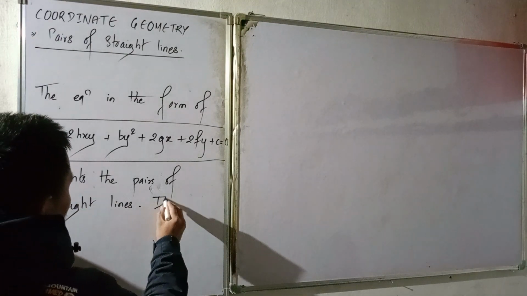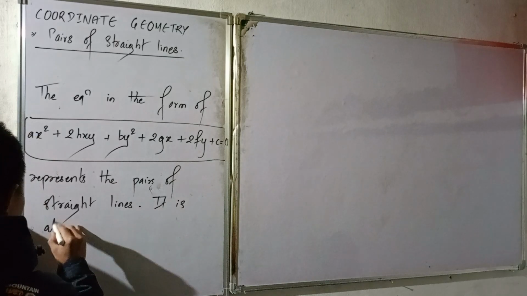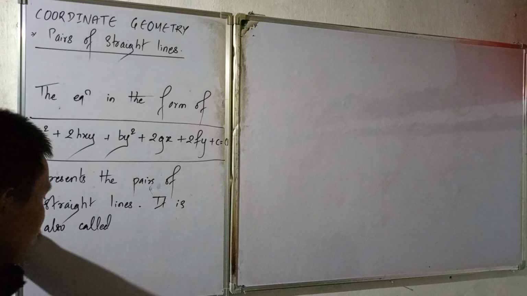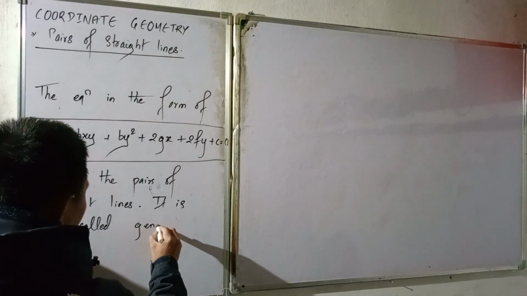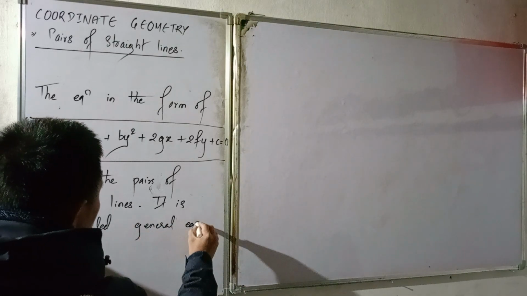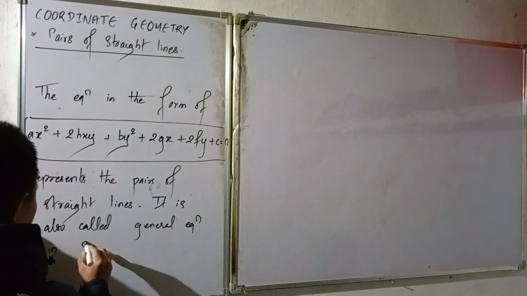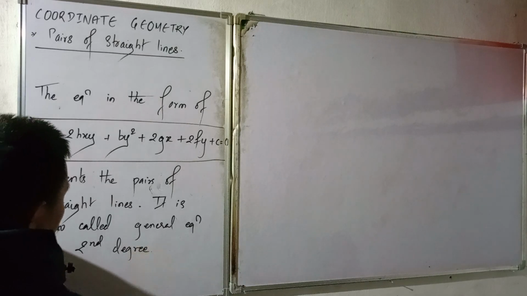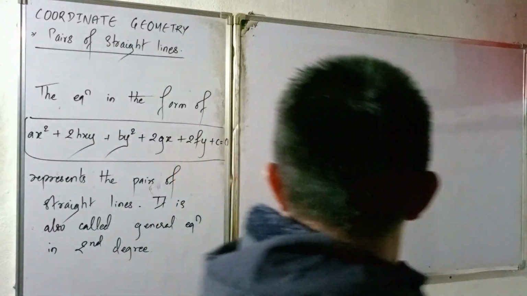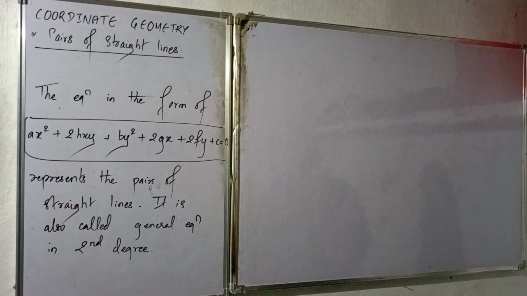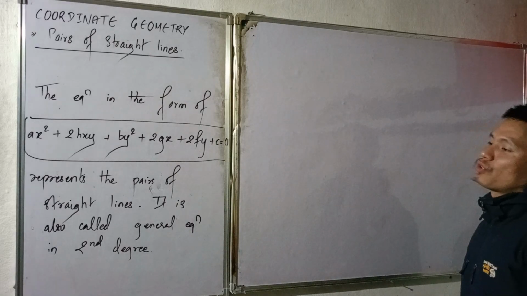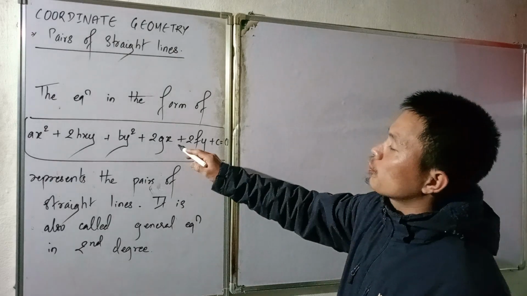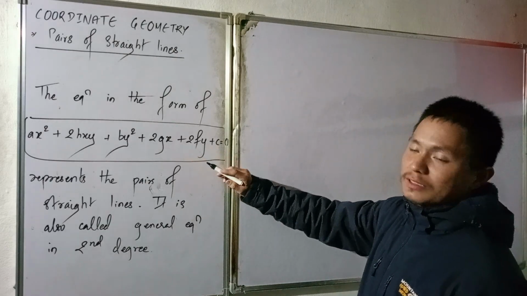It is also called the general equation in second degree. So this is also called the general equation in second degree, and this equation represents the pair of straight lines.